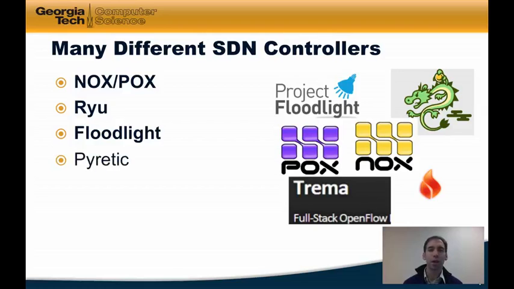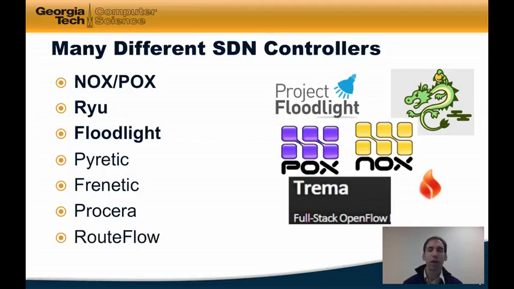Pyretic is an SDN controller that's effectively a policy layer for SDN, and Frenetic is a similar controller that's written in OCaml. Procera is another policy layer for SDN that we'll also cover later in the course. And RouteFlow is an SDN controller that's specifically geared towards SDNs that are interested in interdomain routing. Let's now jump in and talk about the different considerations that you may have when choosing a particular controller.